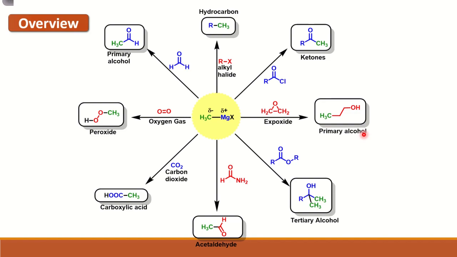So in case you want to obtain a primary alcohol, there are a few cases, like you can use epoxide or you can use formaldehyde. Now if you treat it with the ester, you'll end up having a tertiary alcohol. On treatment with the amide, the CH3 negative will attack onto here, and we'll get NH3 as a byproduct, and we'll get acetaldehyde. The other example is carbon dioxide. This is one of the famous examples where a Grignard reagent reacts with carbon dioxide to prepare a carboxylic acid.